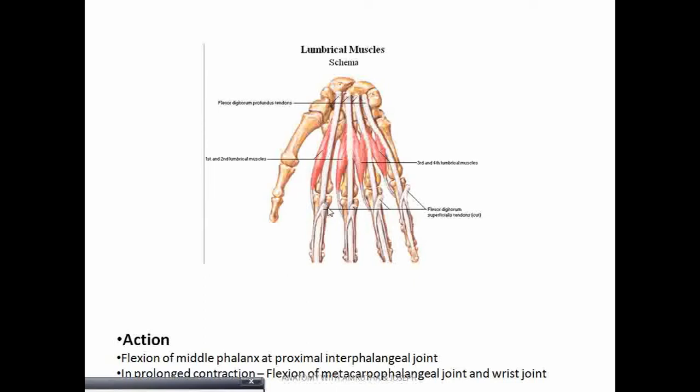Now this is flexor digitorum superficialis splitting into two when it reaches the proximal phalanx. We can also see that there is another muscle passing through the gap between this split tendon of flexor digitorum superficialis. This is flexor digitorum profundus.